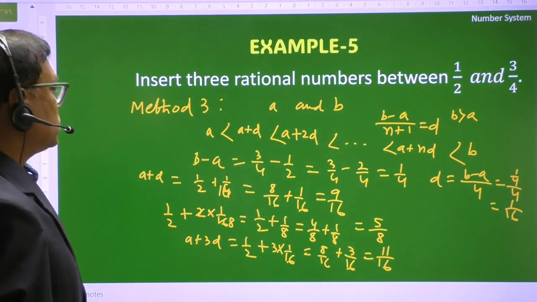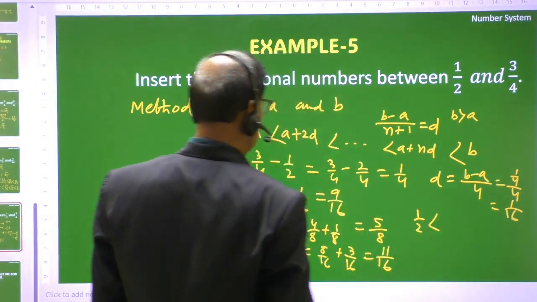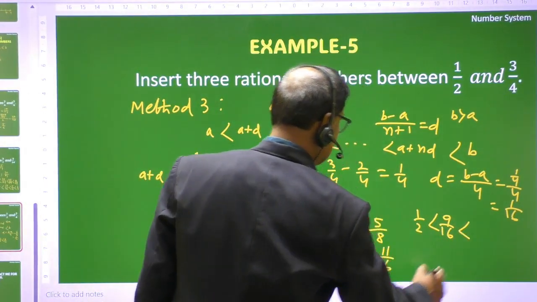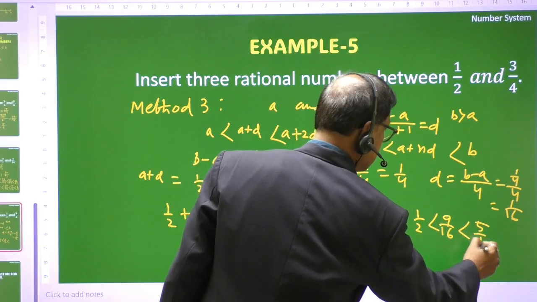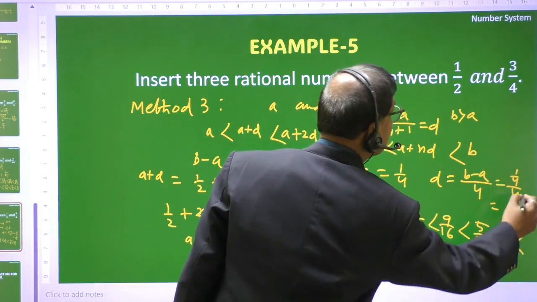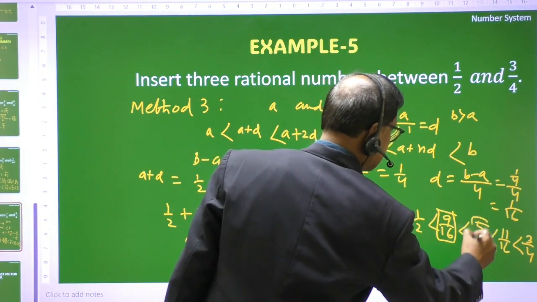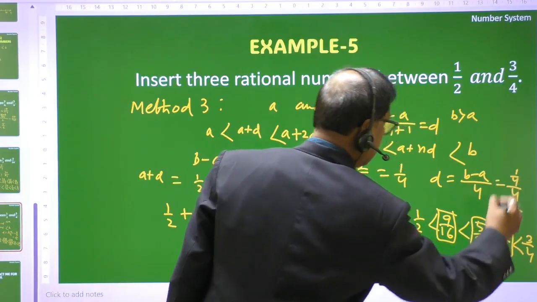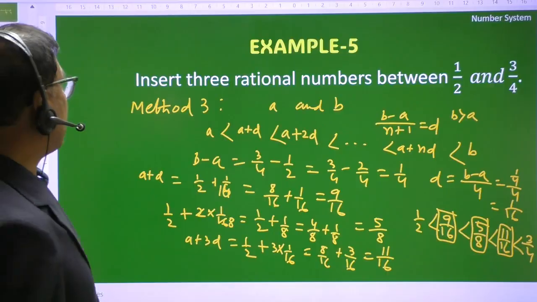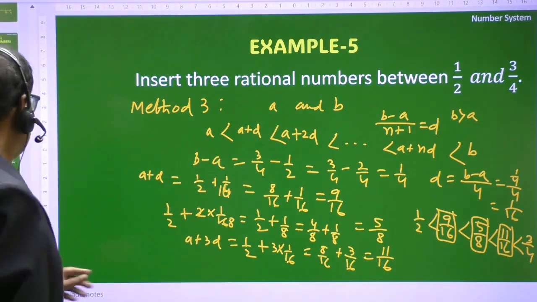Yes. So that means finally we are getting half less than 9 upon 16, less than 5 by 8, less than 11 by 16, and less than 3/4. So these three rational numbers are inserted between half and 3/4. Is it clear? So this is example number 5. So I have discussed three methods to insert rational numbers between two given numbers.